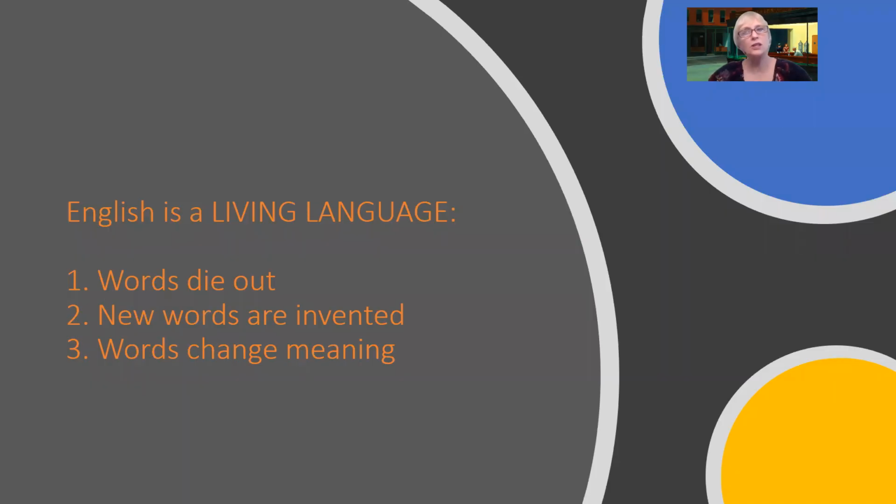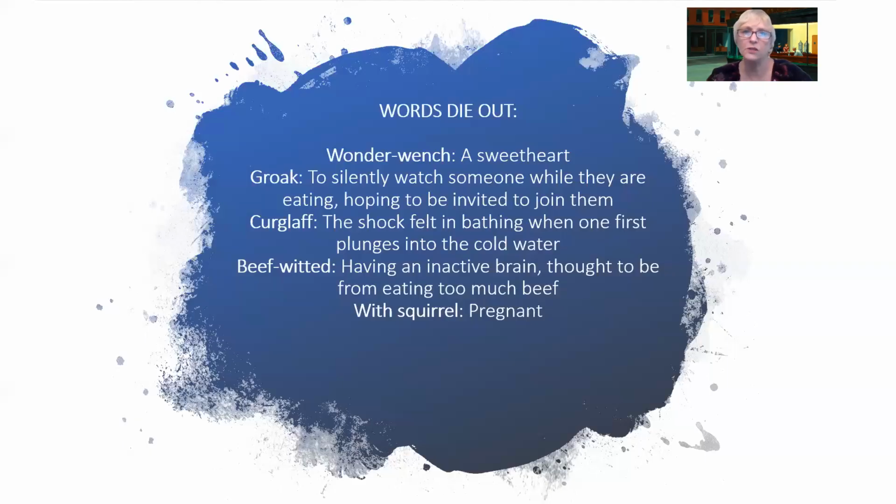All right, next thing you need to remember, or you need to learn in the first place, is that English is a living language. Any language that is currently being spoken is called a living language. There are dead languages, which I'll talk about in a sec, but English is obviously a living language, and there are 3 characteristics of a living language. Words die out, new words get invented, and words change meaning. So let's look at each of those.